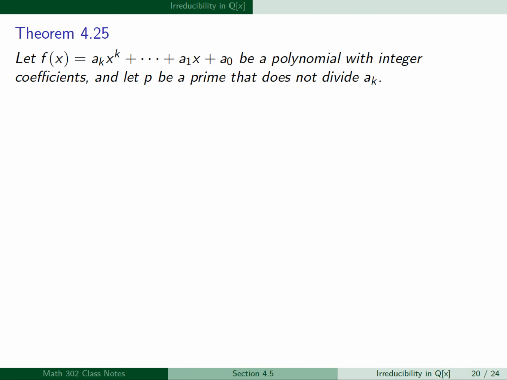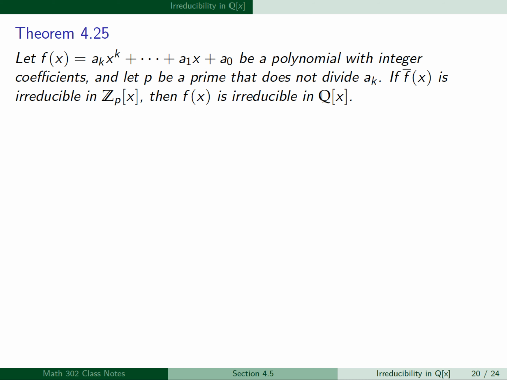So for our theorem, we're going to use these reduced polynomials. This is theorem 4.25. Let f of x be the polynomial a sub k x to the k plus down to a1 x plus a0, a polynomial with integer coefficients, and let p be a prime that does not divide the leading coefficient a sub k. If f bar of x is irreducible in Z sub p bracket x, then f of x is irreducible in Q bracket x.